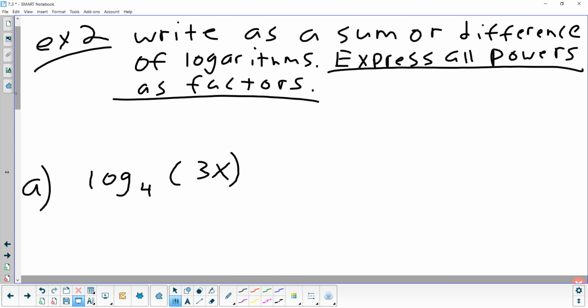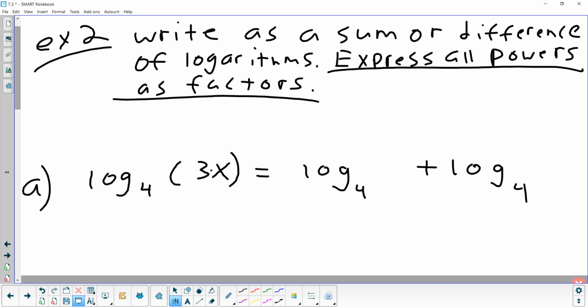All right, so log base 4 of 3x. Okay, so let's split that up into 2 logs. Ben, when I split that up into 2 logs, what's going to be the base on each one of them? 4. It's going to be the same as the original base. We have multiplication inside the argument, 3 times x. What's going to be the symbol between those 2 logs? Yep, we're going to do a plus because multiplication turns into addition.